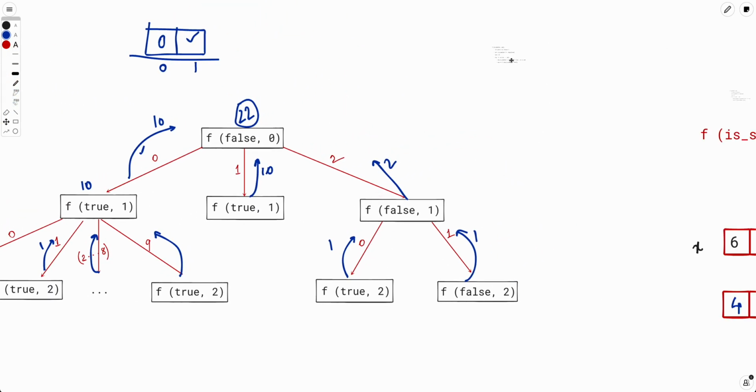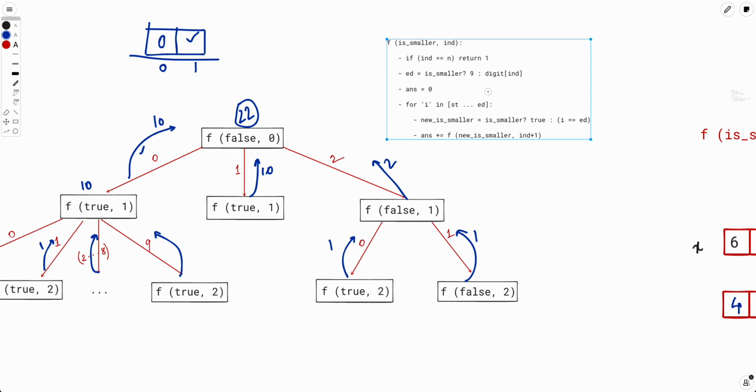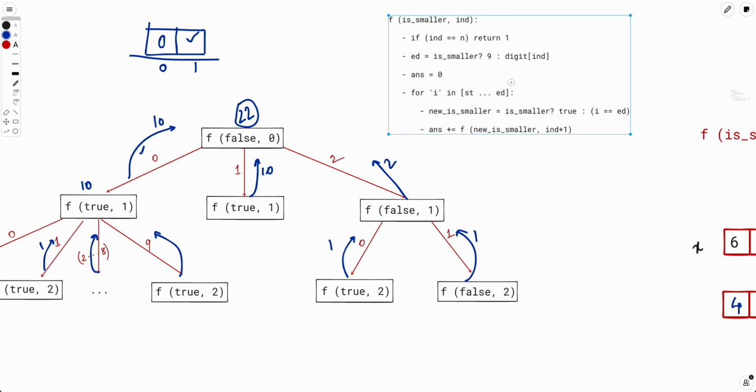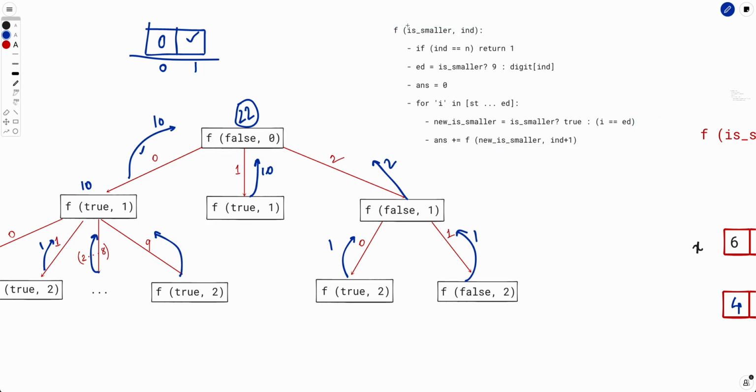What will be the pseudocode? The pseudocode would be very straightforward. We will have two things with us: is smaller and index, and based on whether is smaller is true or false, we can either go all the way up to 9, or we can restrict ourselves to the value at digit of index. And based on that, we will start from 0 all the way up to ed, and we'll calculate what is the new is smaller as well.